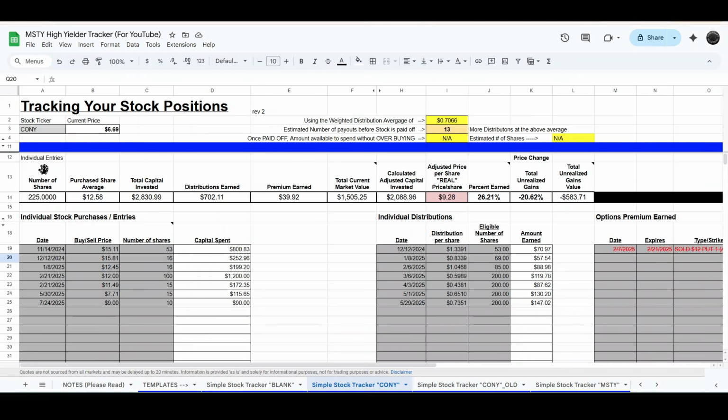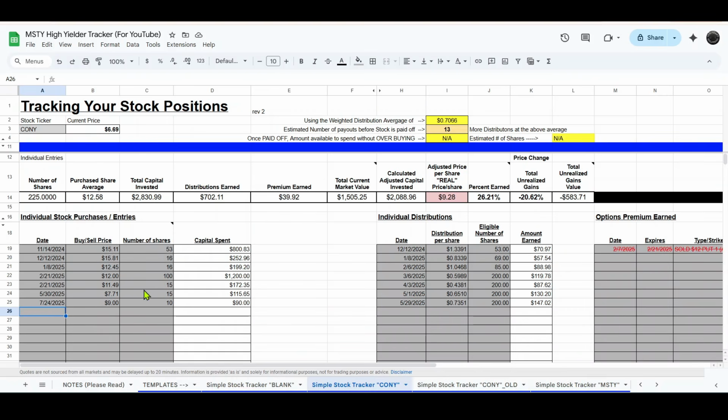So we can see here, CONY, my adjusted price per share is $9.28 with the current price of $6.69. So therefore I am down even with the distributions, right? But I did make a couple purchases on CONY as well. So let's just go ahead and enter those new ones in.